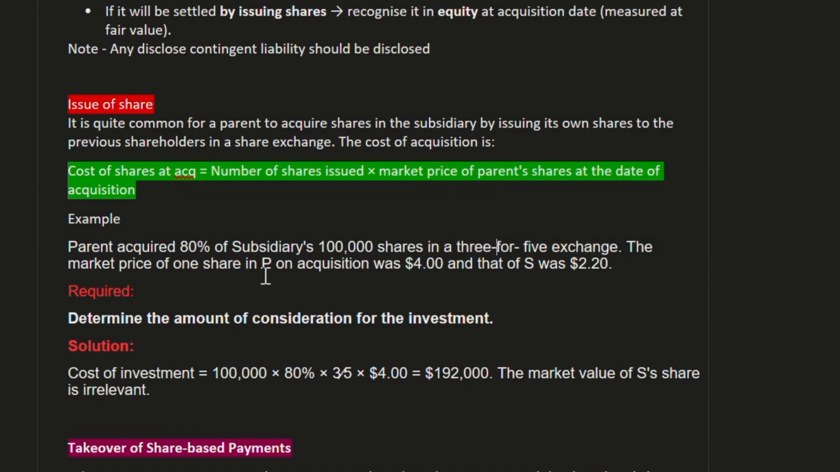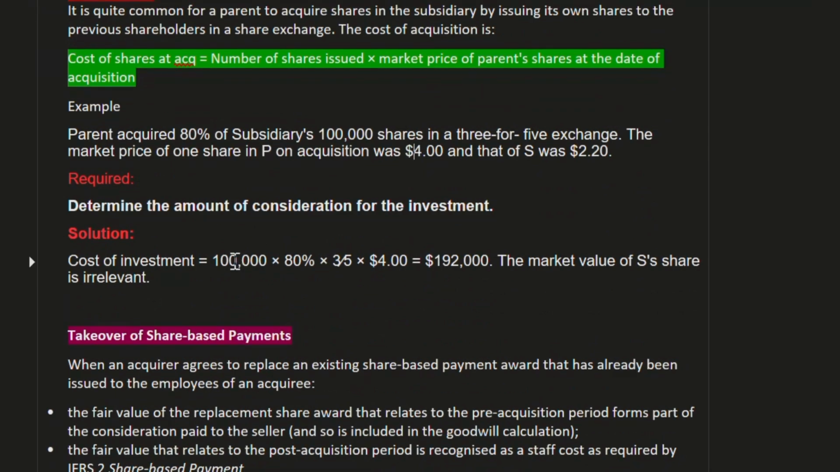The market price of one share in P on acquisition was 4 and that of S was 2.2. Determine the amount of consideration for the investee. Cost of investment: we have 100,000 multiplied by 80% multiplied by 3 divided by 5 multiplied by 4. So the amount we got is 192.